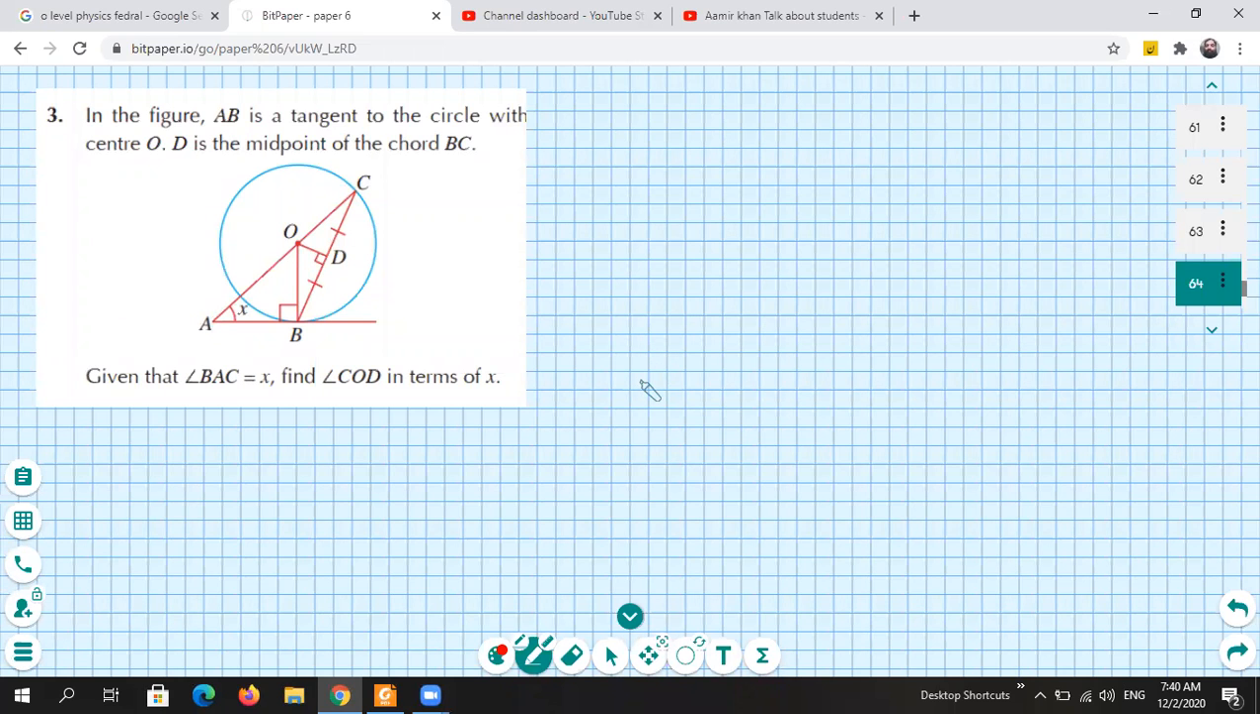Okay, question number 3. In the figure, AB is tangent to the circle with center O. D is the midpoint of the chord BC. So we have a chord BC, and D is the midpoint of the chord. It means BD is equal to DC. You can see on the diagram. Given that BAC is equal to X, find COD. We have to find COD in terms of X.